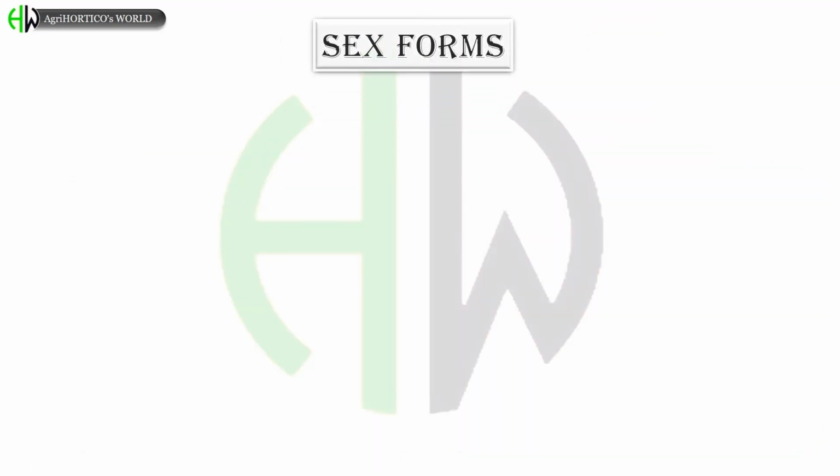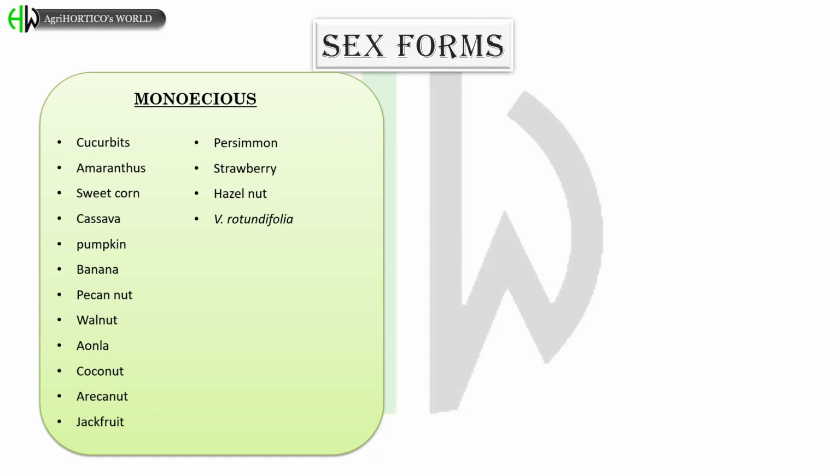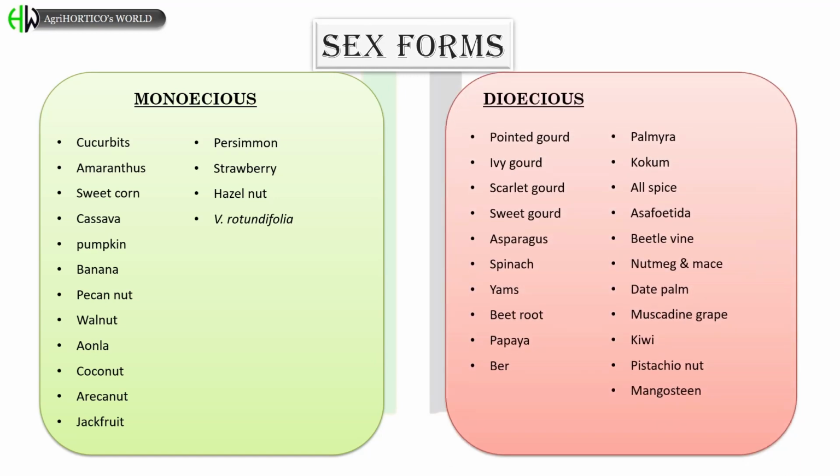Now let us know about the sex forms. Monoecious means plants where both the male and female reproductive systems exist on the same plant, and examples are cucurbits, amaranthus, sweet corn, cassava, pumpkin, banana, pecan nut, walnut, aonla, coconut, areca nut, jackfruit, persimmon, strawberry, hazelnut, Vitis rotundifolia.